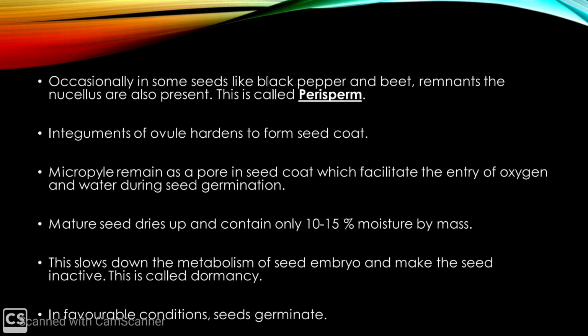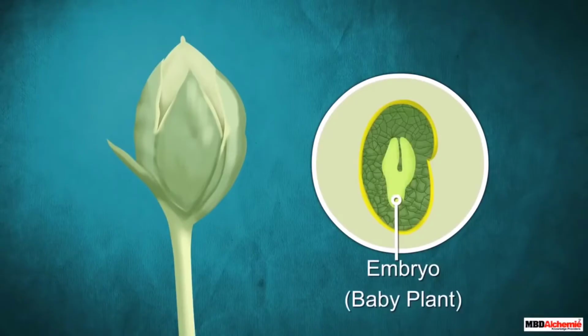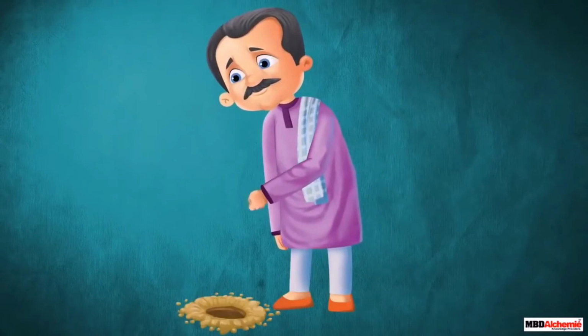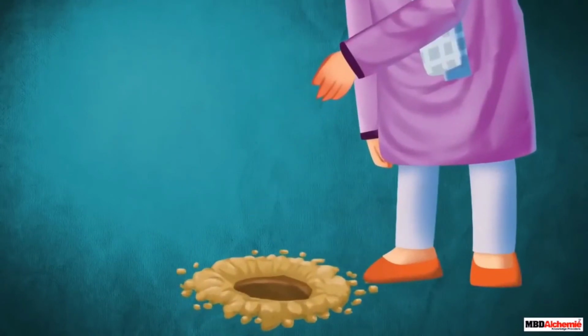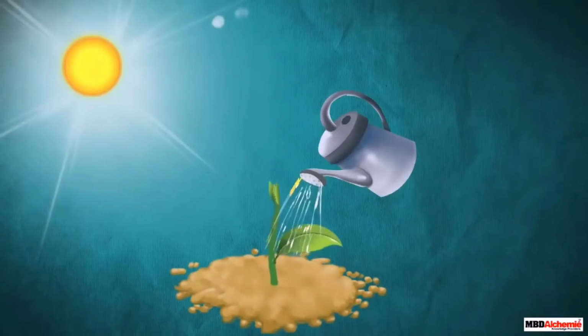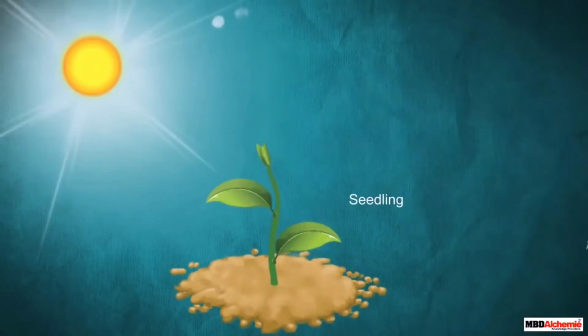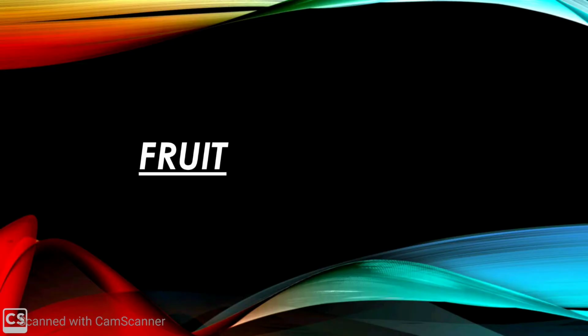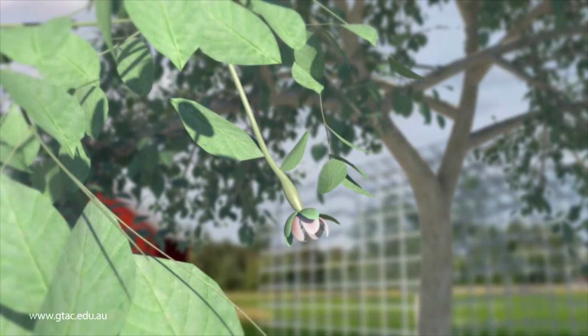If favorable conditions are available, that is adequate moisture, oxygen, and suitable temperature, the seed germinates. A seed consists of a baby plant, that is the embryo, which when sown in the soil gives rise to a complete plant in the presence of sunlight, water and nutrients from the soil. As ovules mature into seeds, the ovary develops into a fruit. Let us see how a fruit develops from a flower.